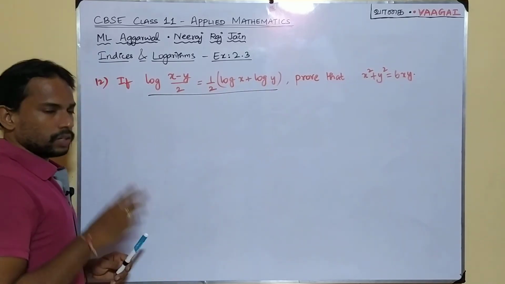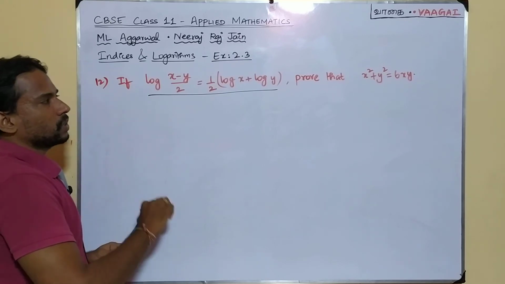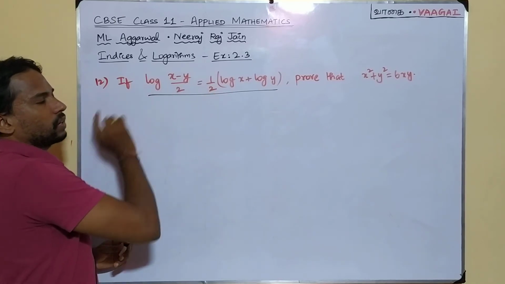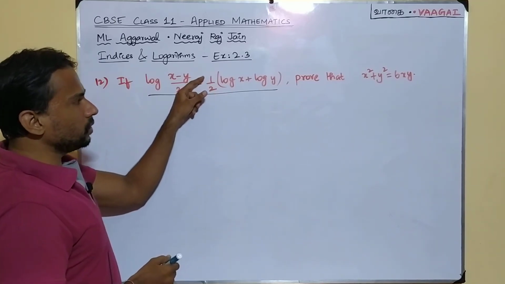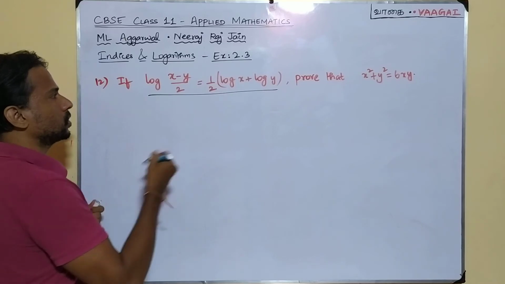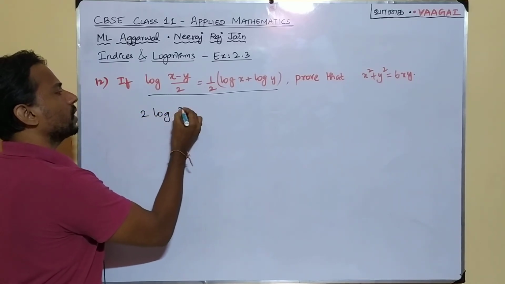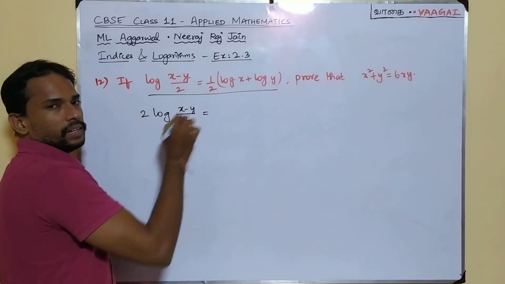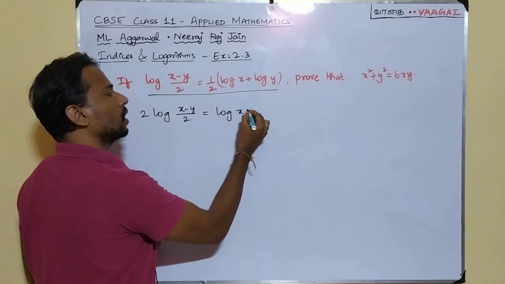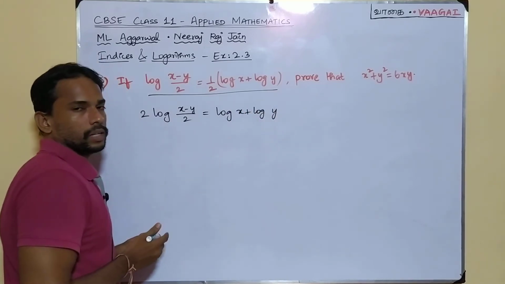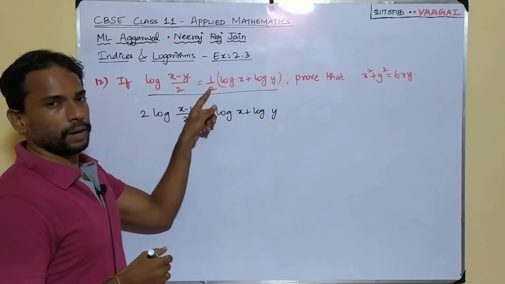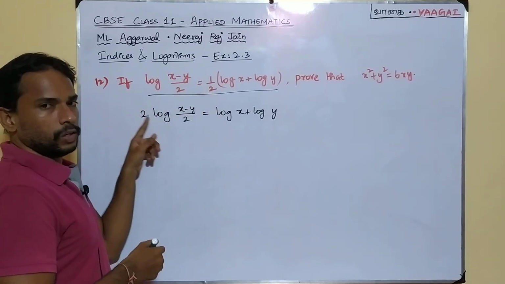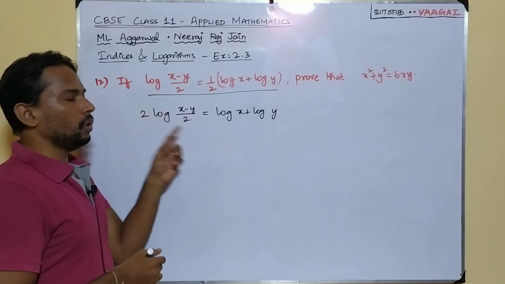So the first step, what I'm going to do is bring this 1 by 2 to the left hand side. What happens if you bring this 1 by 2 to the left hand side? It becomes 2 into log of (x minus y) by 2, is equal to, the right hand side will simply have log x plus log y. I hope you can understand this. I'm simply taking this 1 by 2 to the left hand side so that it becomes 2 into log of (x minus y) whole divided by 2.